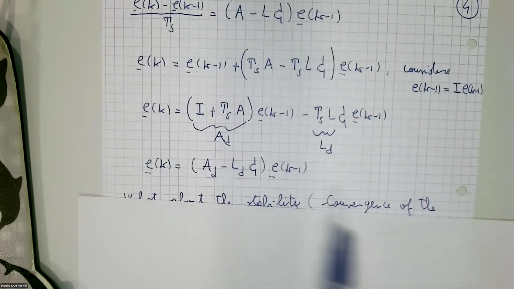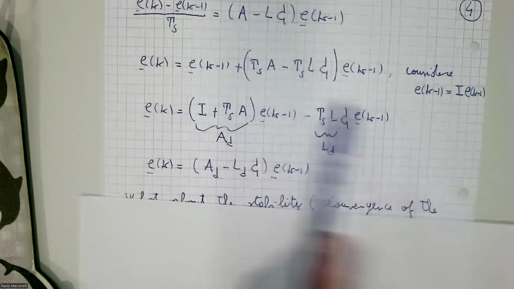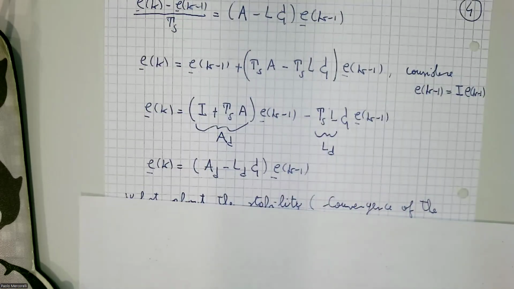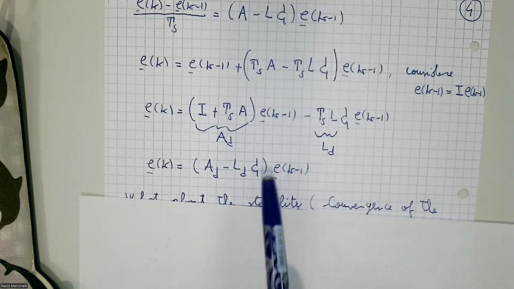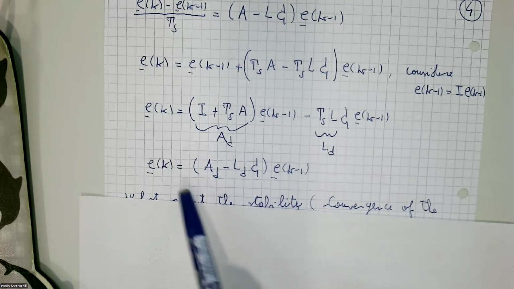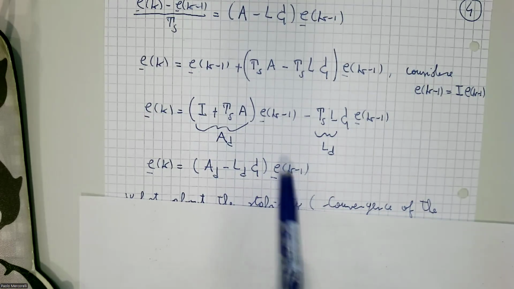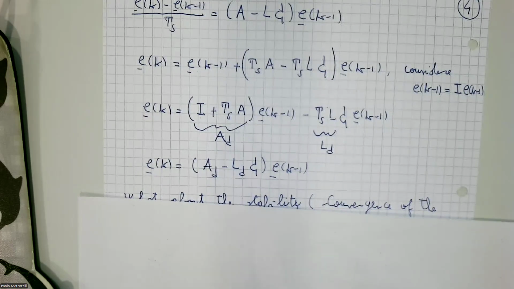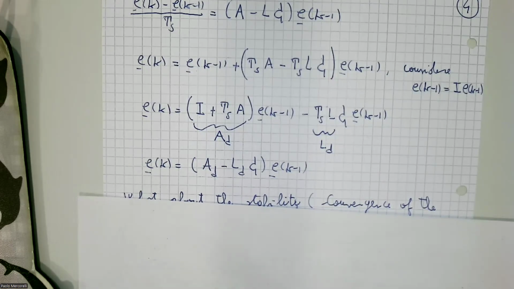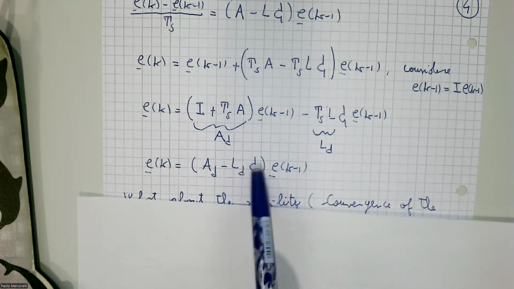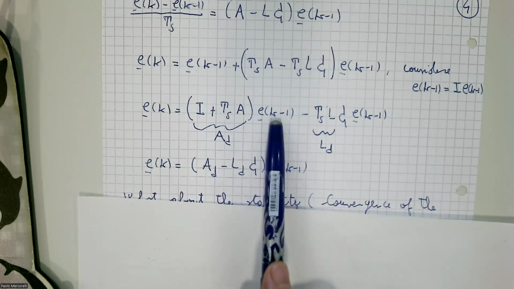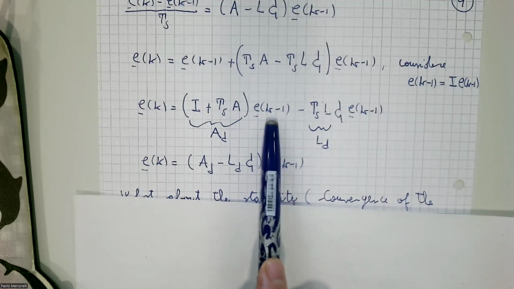And when this dynamic is stable, I can write everything in this form. If this is AD, as I told you before at the beginning of the slides, I can write everything in this form because I can put this column vector here in evidence on the right, and I have this.